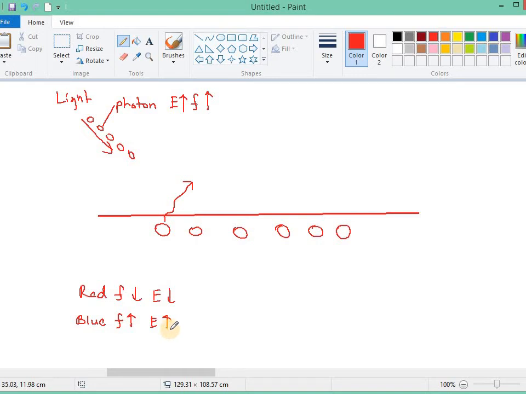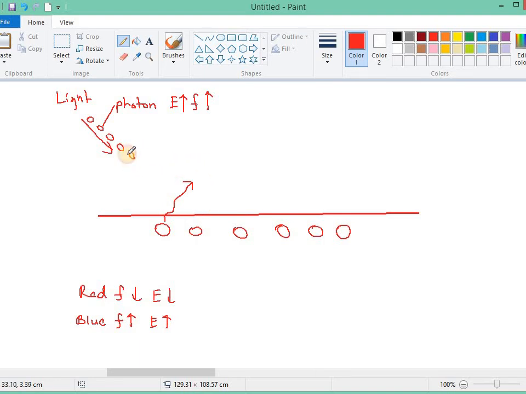So if you want the energy to be even higher, then the frequency will need to be even higher than blue light. A frequency higher than blue light will go into the range of ultraviolet. So the photon from ultraviolet ray, UV ray, will have more energy, and the energy will be enough to cause the electron to have photoelectric effect.